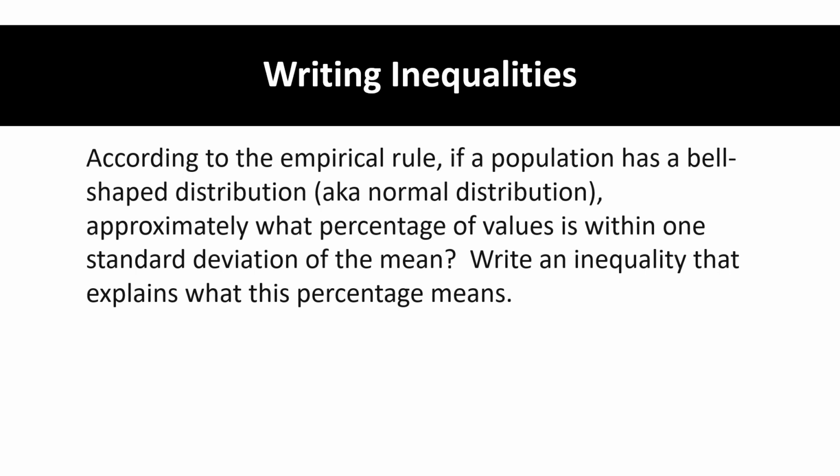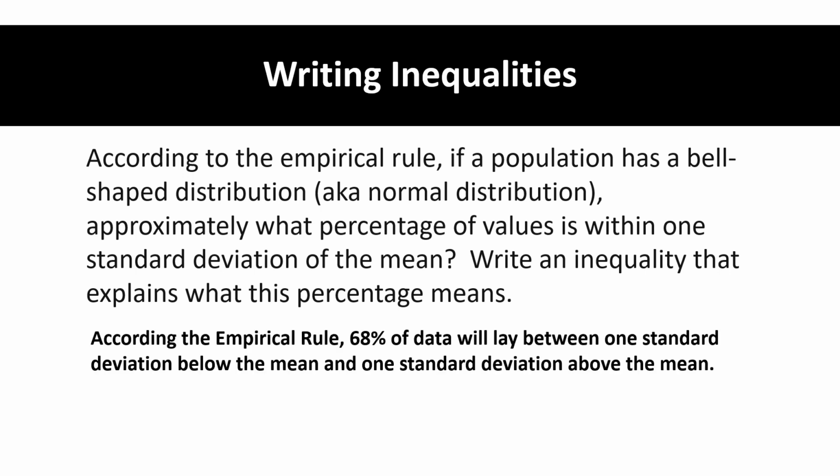According to the empirical rule, if a population has a bell-shaped distribution, and that's known as a normal distribution, approximately what percentage of values is within 1 standard deviation of the mean? Write this inequality and explain what this percentage means. Well, if we go 1 standard deviation below the mean, 1 above the mean, that is 68%. We could say 68% of the data will lie within 1 standard deviation of the mean.